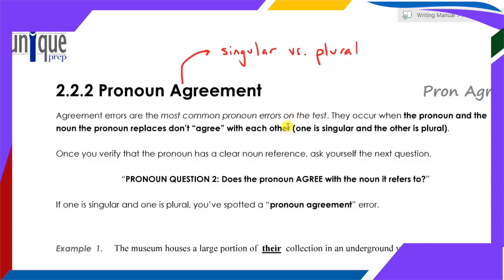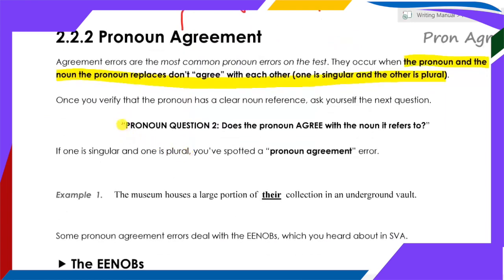I'm going to go ahead and highlight the rule up here. Pronoun and the noun the pronoun replaces don't agree. So that's when we get a pronoun agreement error. Now, the second question you need to ask yourself is the pronoun agreement question. Once you have determined that the pronoun has a clear reference, remember that's what we did back in pronoun reference, you then need to make sure that the pronoun agrees with the noun that it refers to or replaces.